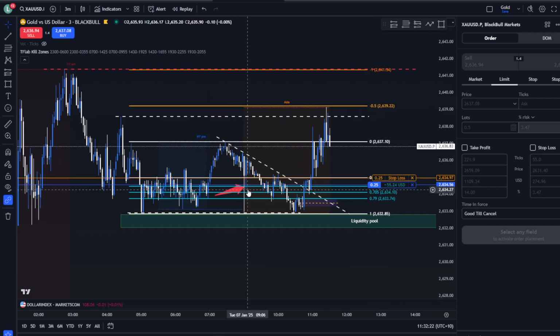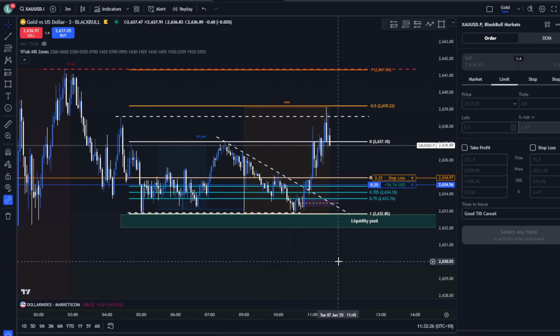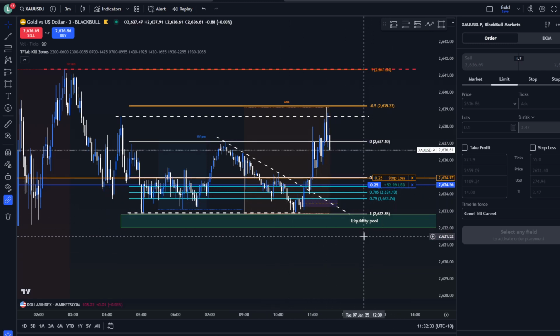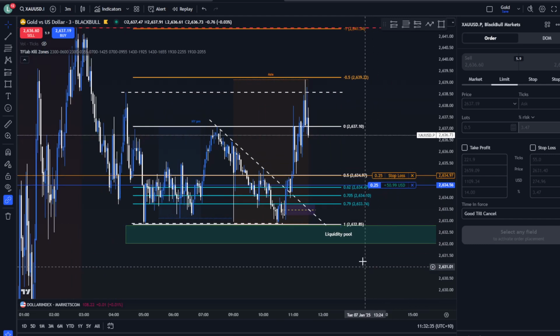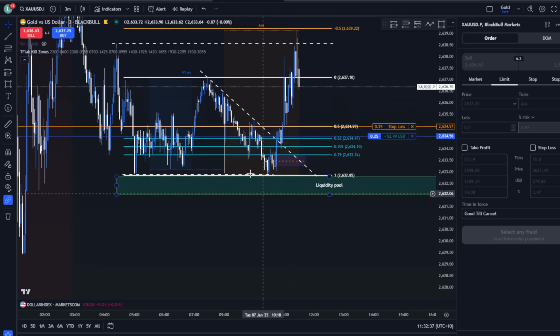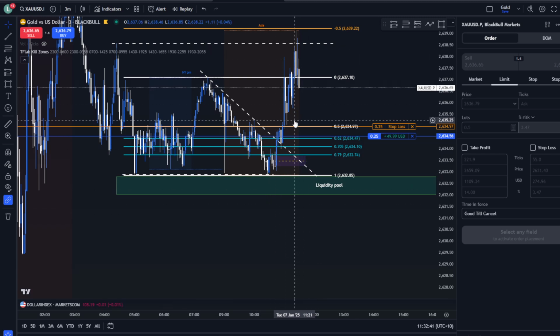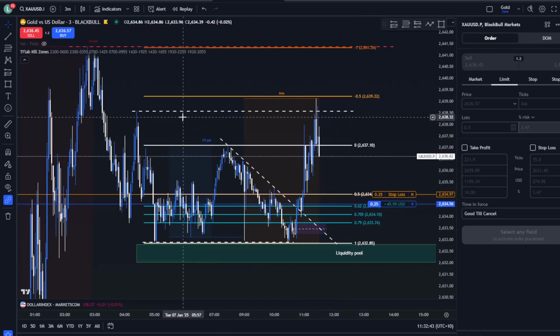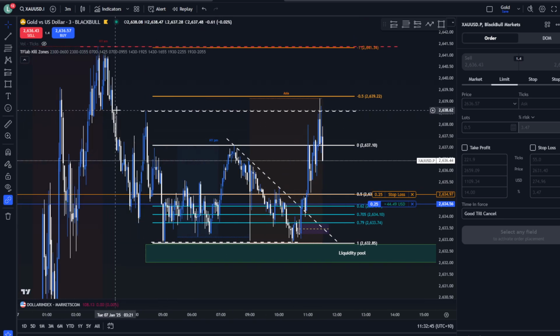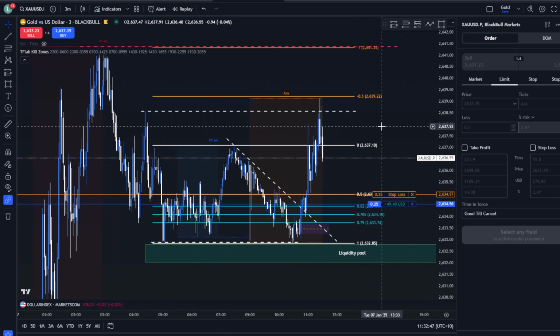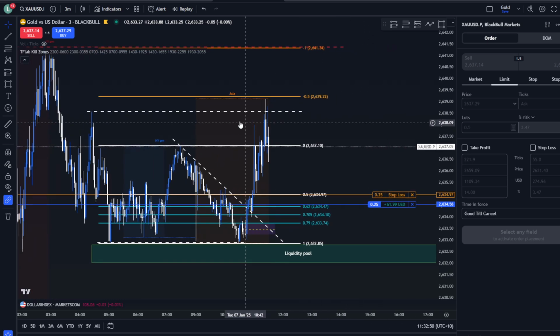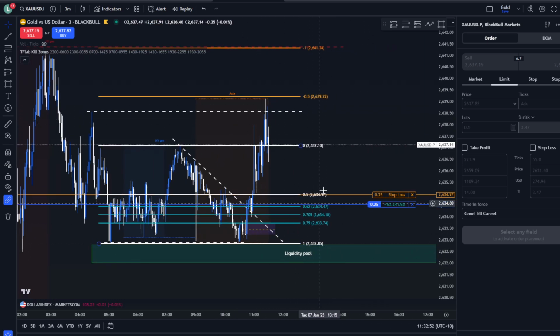So that's a lesson that we could pull out from this trade, is that we really should be waiting until this liquidity was grabbed and then taken an optimal trade entry. Or what we could do here, now that this high was grabbed, is we could take an optimal trade entry back into this liquidity pool.